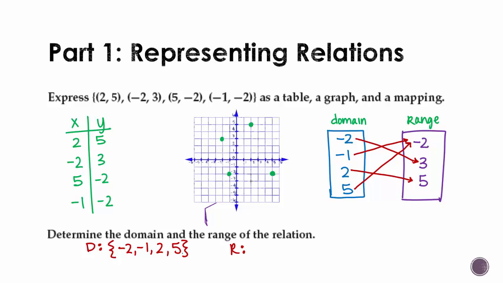We don't want to put parentheses around them because we're not grouping them as a point. And then our range is all the outputs. Again, needs to be in order and can't repeat. So we just did that on the mapping. We got -2, 3, and 5.